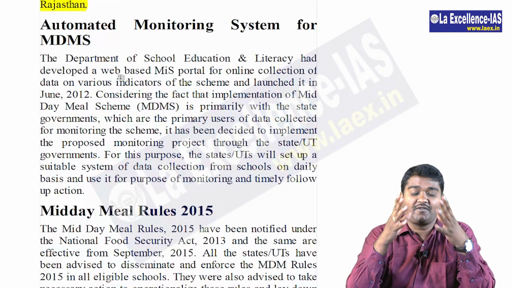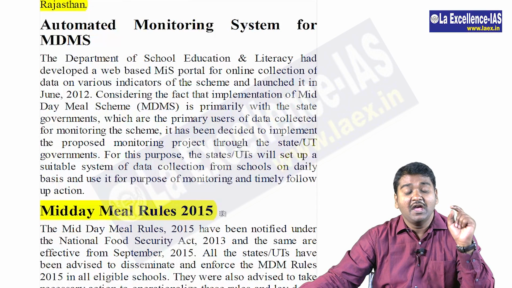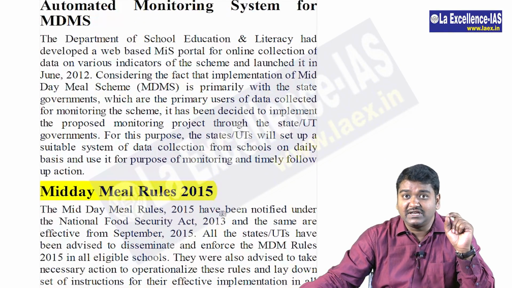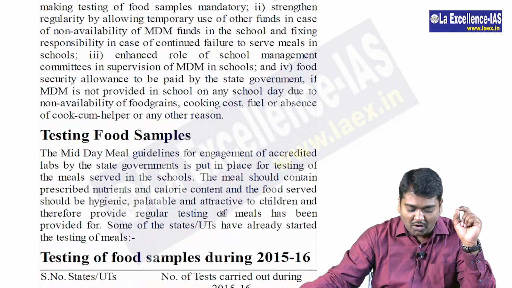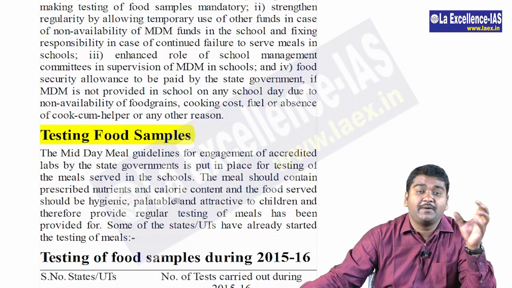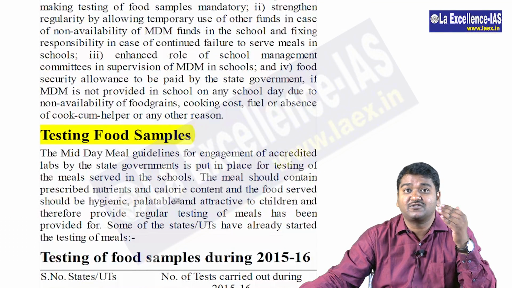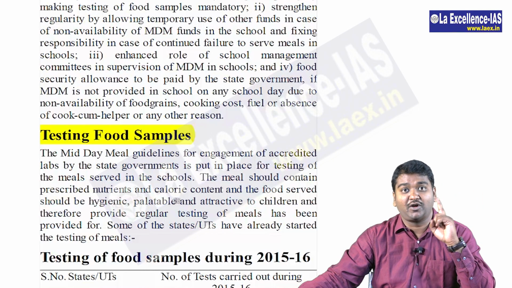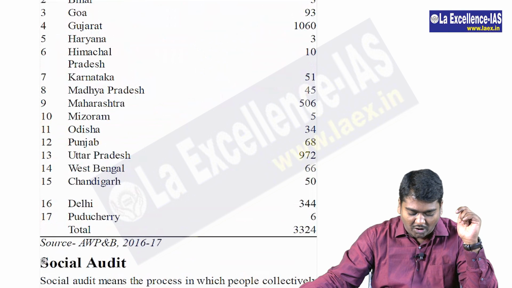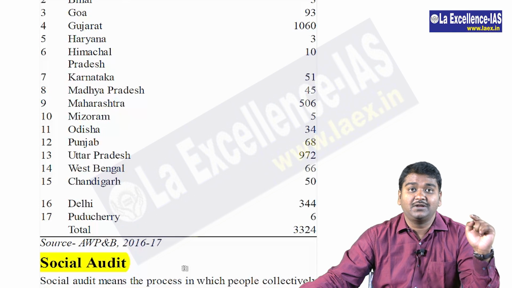Fine sir, if it is not functioning, what should we do? We should go for the Midday Meal Rules 2015, where they have told what the rules and regulations should be to ensure that the least impact is seen on the people. Here they also talk about testing of food samples, where before giving it to the students, samples are randomly picked and tested, or even after giving it, just to ensure whether the quality and the calorific value are maintained or not. The other most important one is that there would be a social audit by the villagers or the panchayats to ensure that the food being served to the children is good.